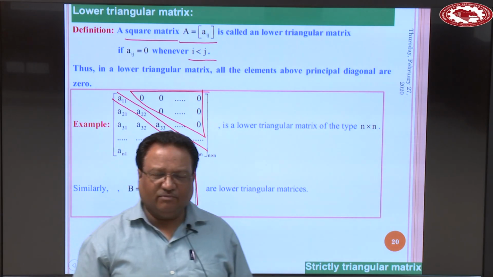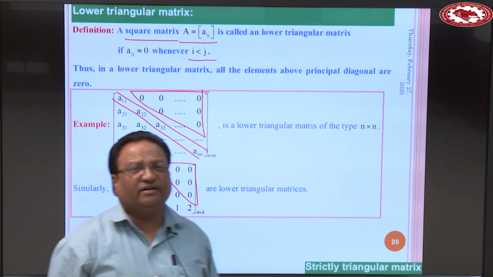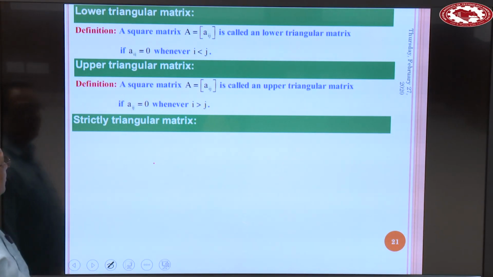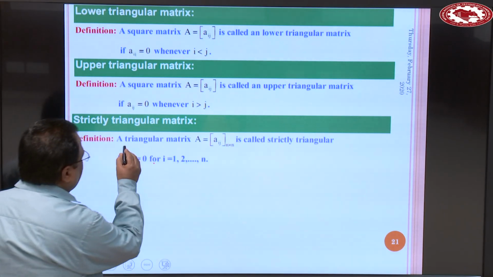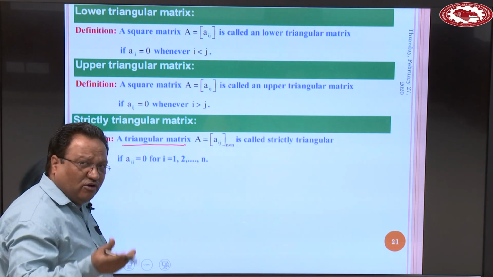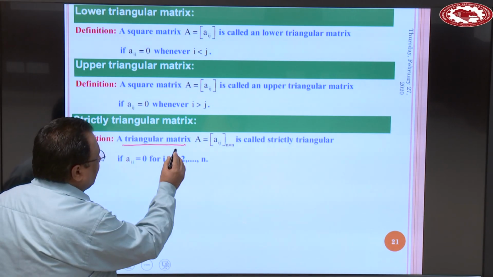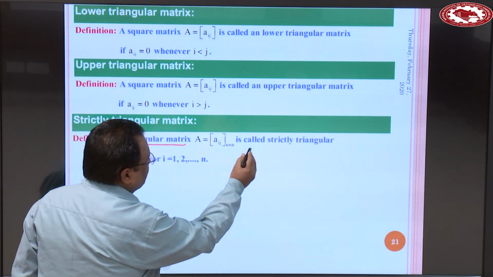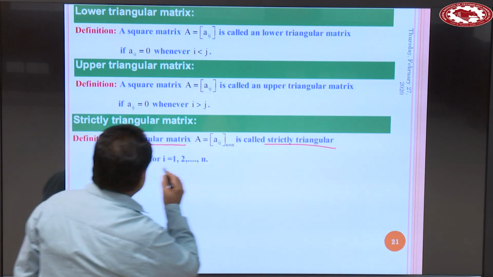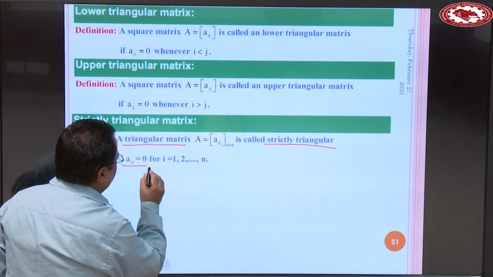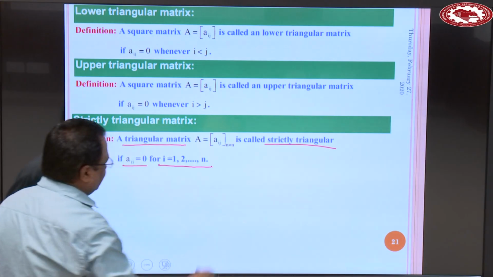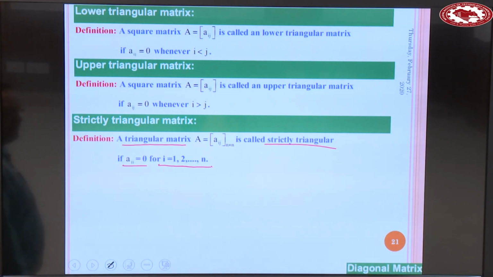Then one more definition: what is a strictly triangular matrix? A triangular matrix may be upper triangular or lower triangular. A triangular matrix A = [aij] of order n by n is called strictly triangular if aii is equal to 0 for i equal to 1, 2, 3 and so on up to n.